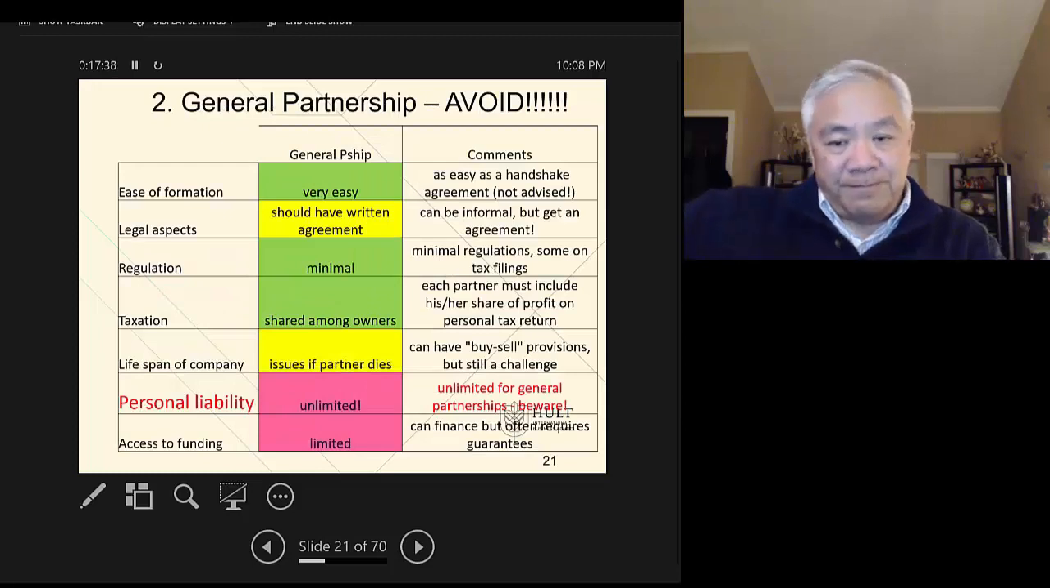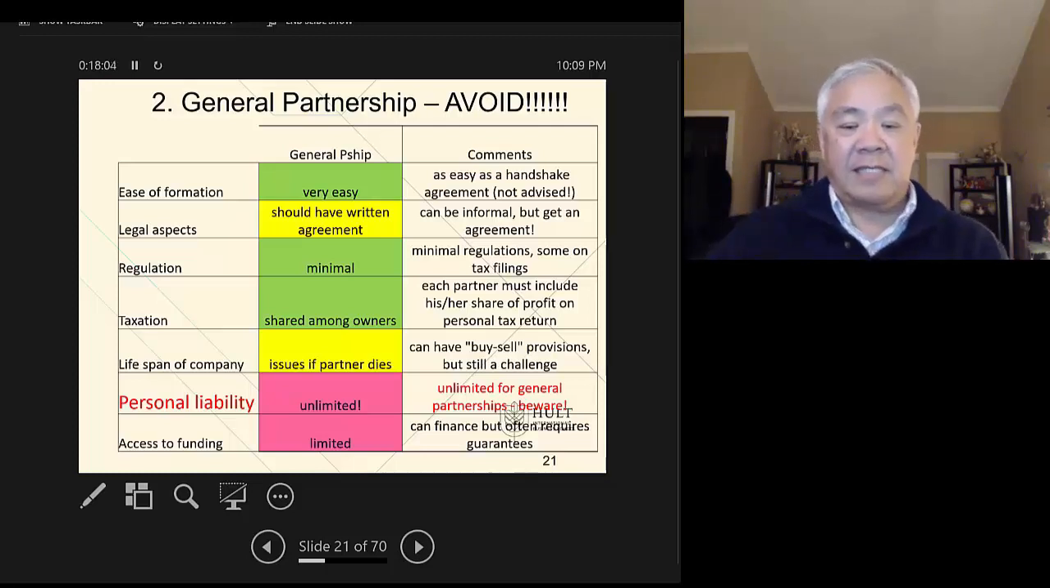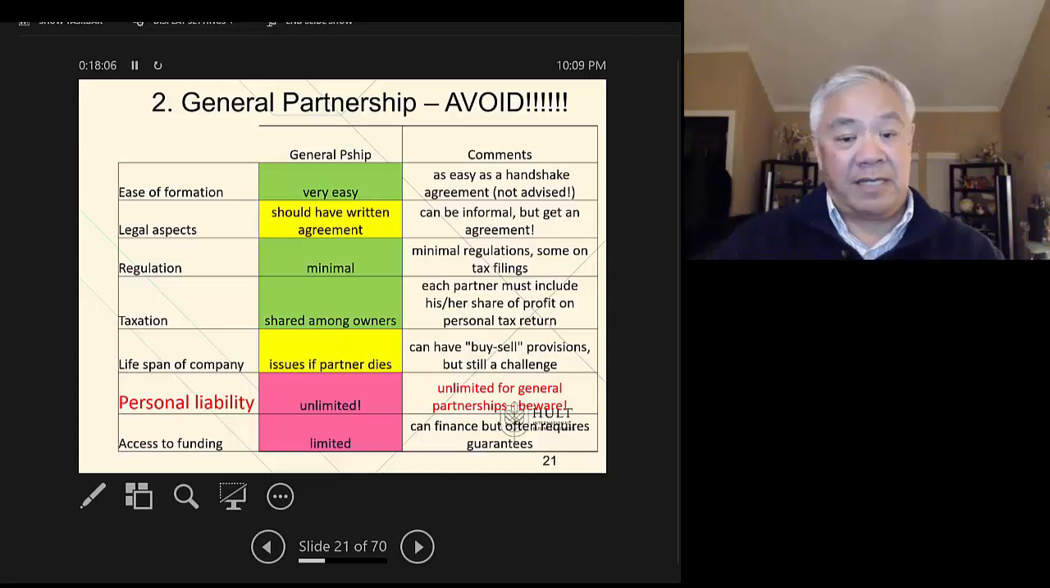Next is general partnership. On the very top, I put avoid because I've gone through quite a bit of heartache and headache and financial risk in general partnerships. So they're dangerous. They're fairly common and they're easy, but they are legally very risky. So using the same attributes, formation, pretty easy. All it takes is a couple of people to agree to do business together. A handshake is almost sufficient, not advisable, but sufficient.